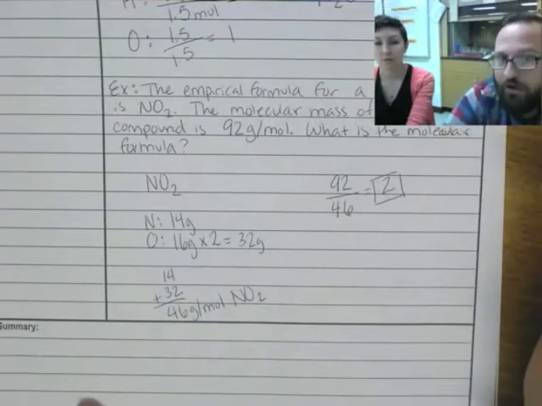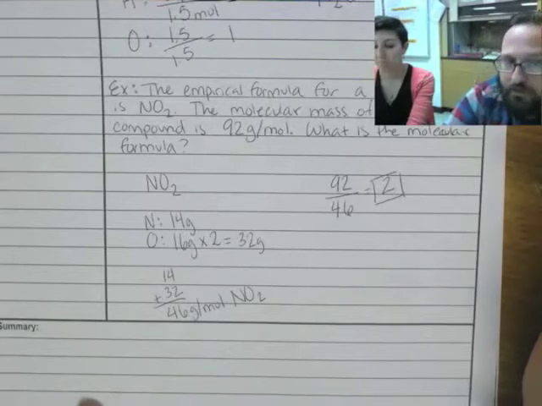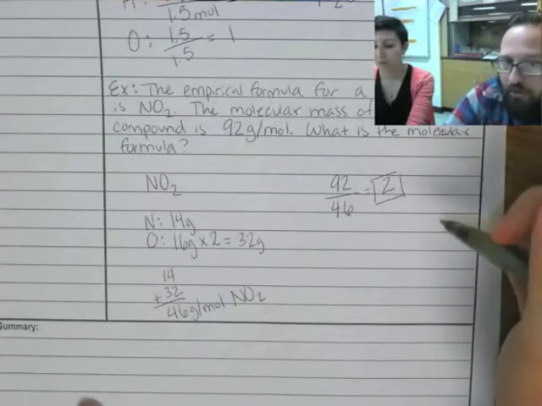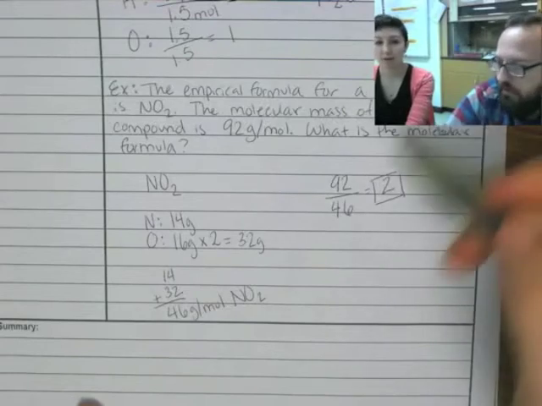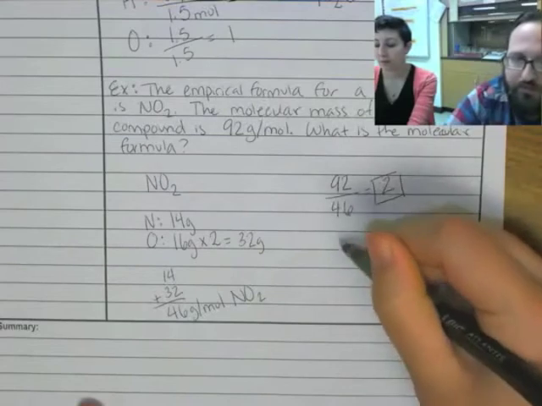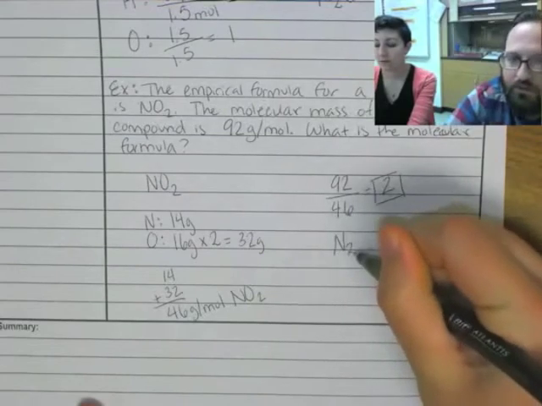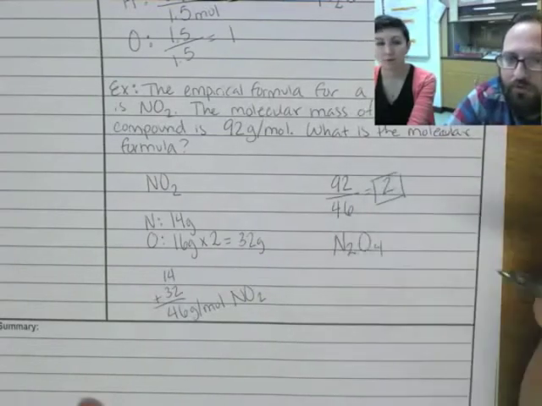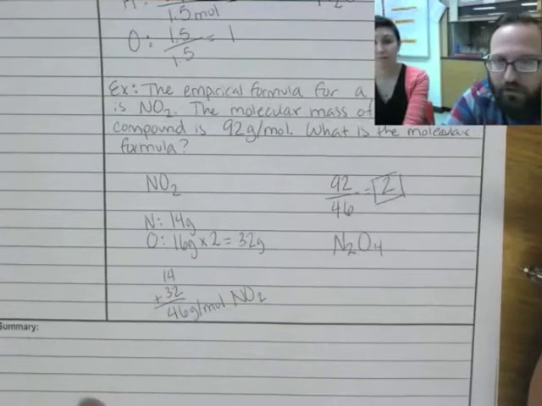So the molecular formula is going to be N2O4. So we just multiply everything in here by the 2 that we got there. Right. So we have N2O4.